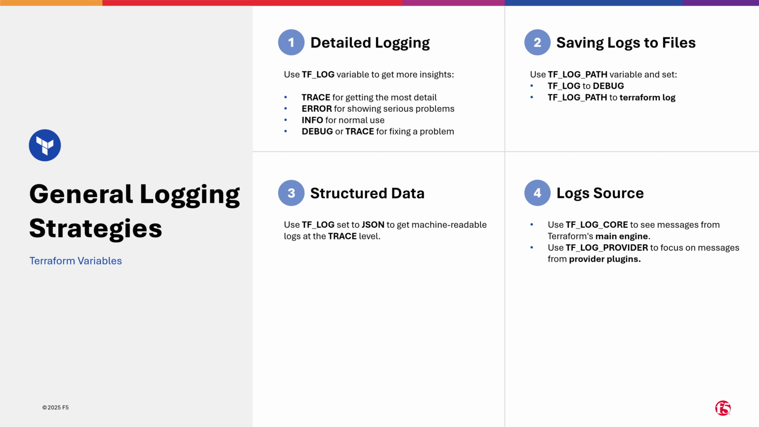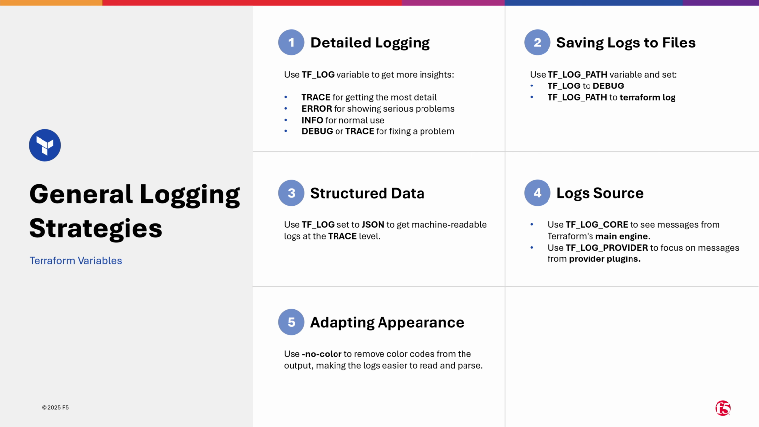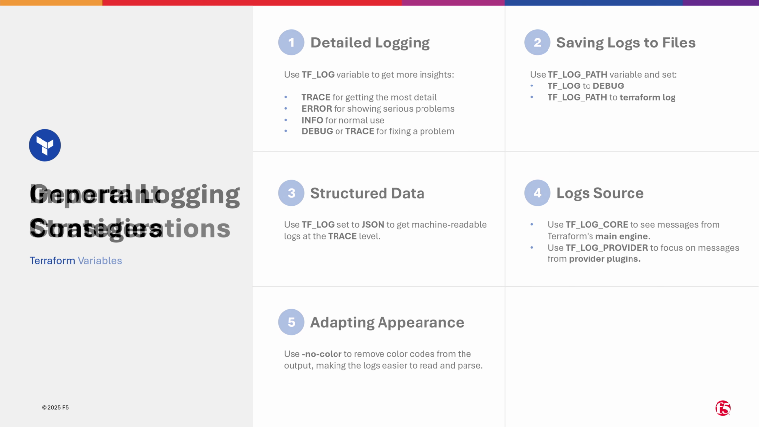You can also control what part of Terraform shows logs. Use TF_LOG_CORE if you want to see messages from Terraform's main engine. Use TF_LOG_PROVIDER to focus on messages from provider plugins, like the F5 BIG-IP provider. This is useful if you're debugging just the F5 part and don't want other noise. Finally, when using Terraform in scripts, it's a good idea to add -no-color to your commands. This removes color codes from the output, making the logs easier to read and parse.